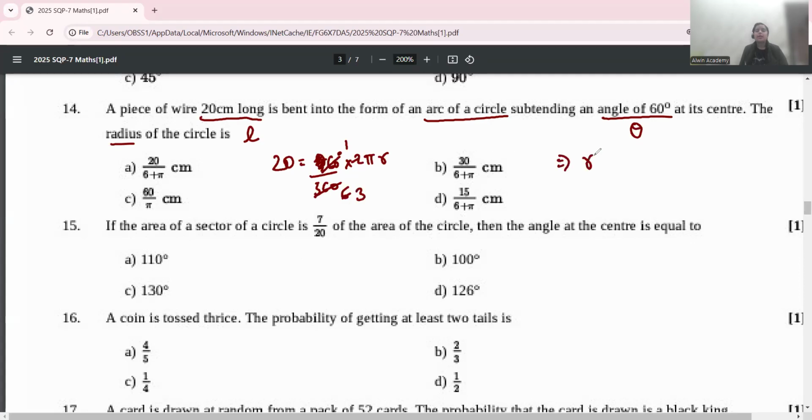Now I have to find r, so I'll keep r on this side and transpose everything to the other side. We get 60 by pi, so r is 60 by pi centimeter, option number C.